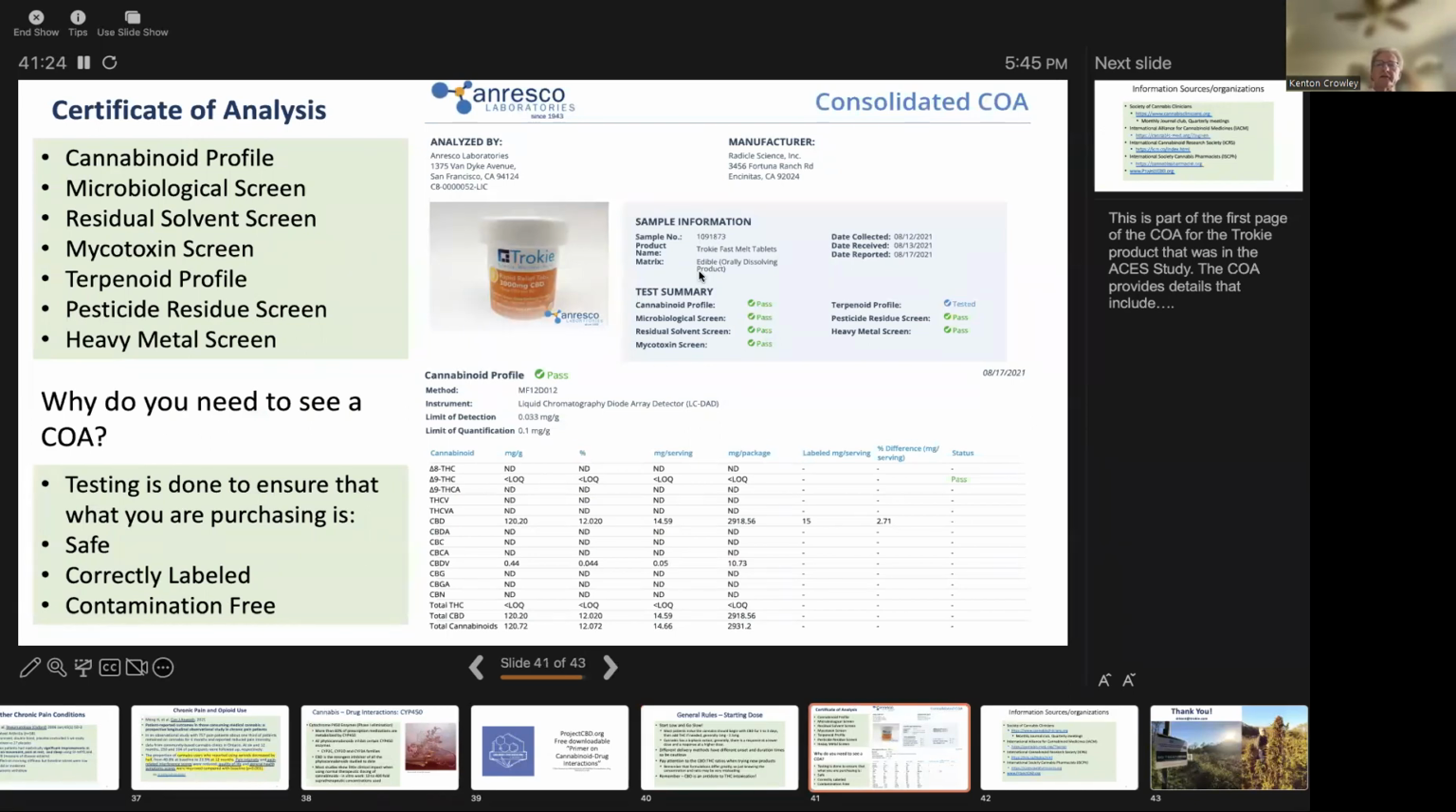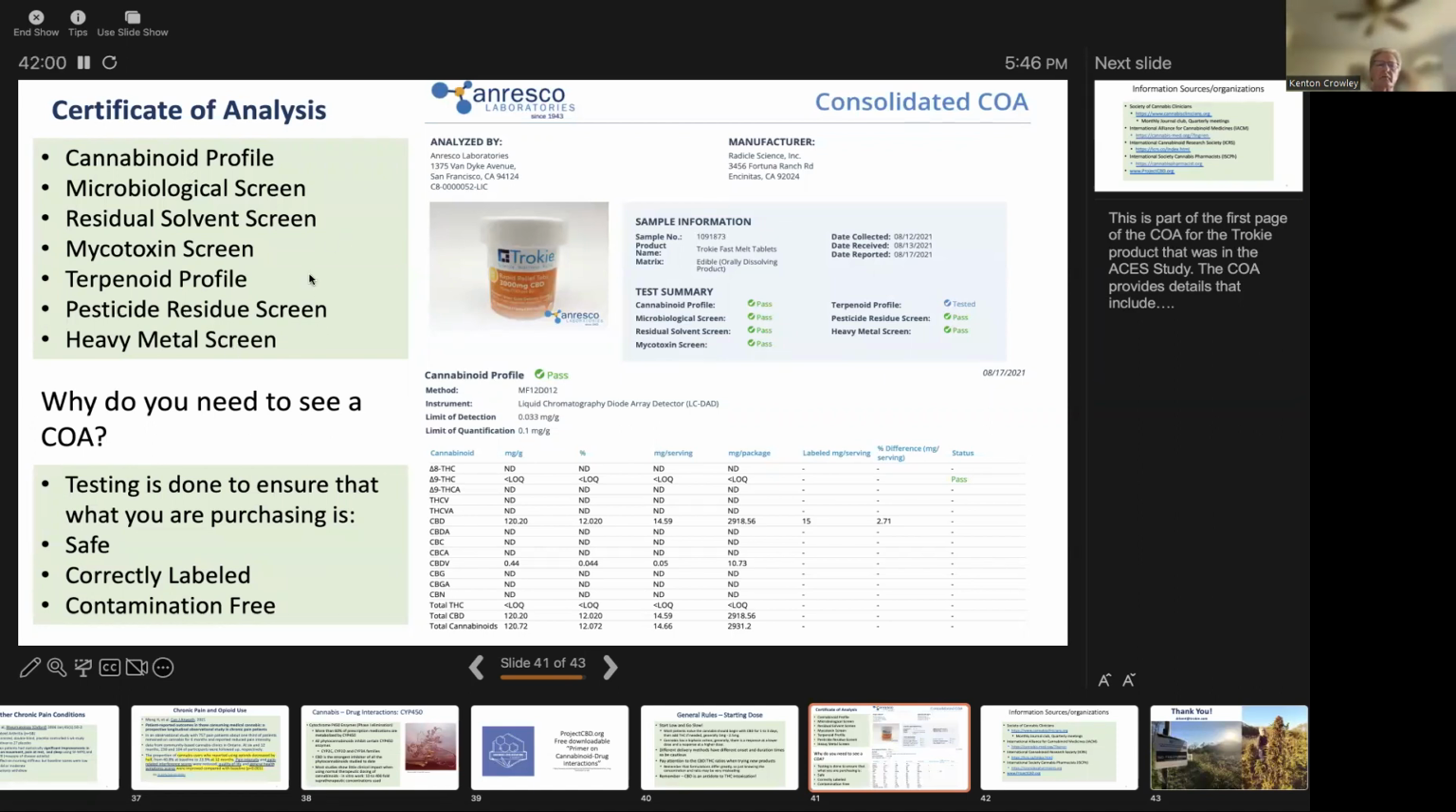The certificate of analysis, this particular one is from the troche product that was in the ACEs study. And this is a C of A, and it provides these details. What's the cannabinoid profile? Is there microbiological contamination, mycotoxins? Are there residual solvents? What is the terpene profile? Are there any pesticides or heavy metals?